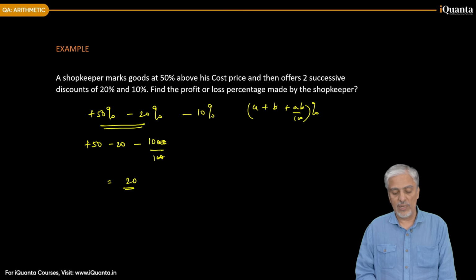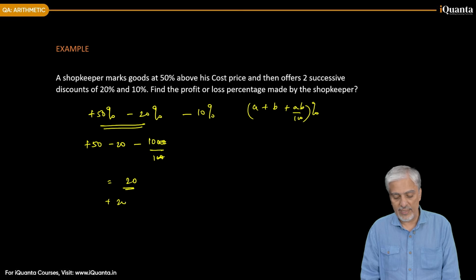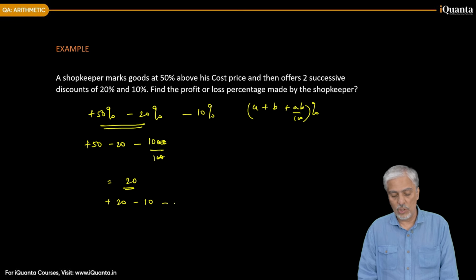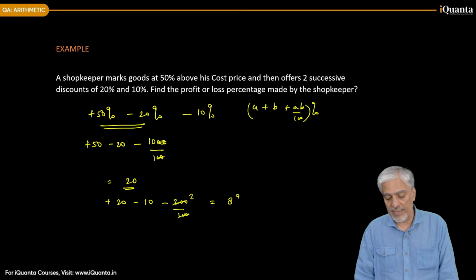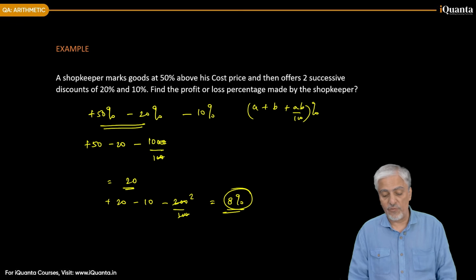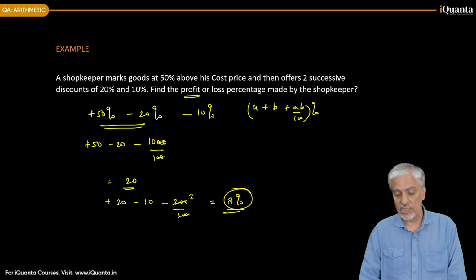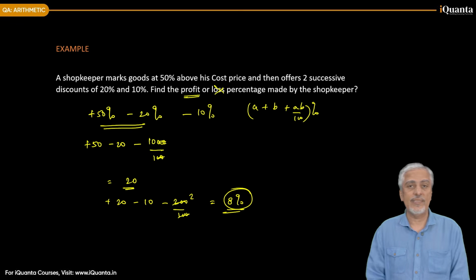Now 20 with 10, plus 20 and minus 10. Let's use the same formula one more time. So it will be plus 20 minus 10 plus, minus times minus, 200 upon 100, which is 2. So that will be 20 minus 10 is 10. 10 minus 2 is 8. And the final answer is positive 8%, which means there's a profit of 8%. There's no loss. There's a profit of 8%.